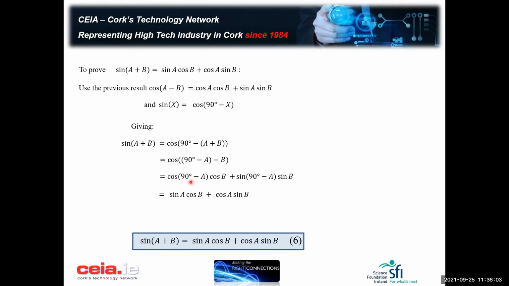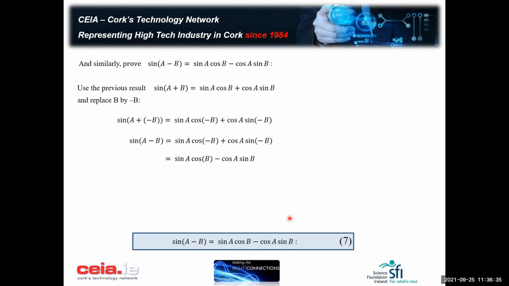It's cos of one angle by the cos of the other, plus sine of the first angle by the sine of the other. But now the first angle is the complementary angle of A rather than A itself. And again, remember, the cosine of a complementary angle is equal to the sine of the angle, and the sine of the complementary angle is equal to the cosine of the angle. So make that final substitution, and we end up with sine A cos B plus cos A sine B.